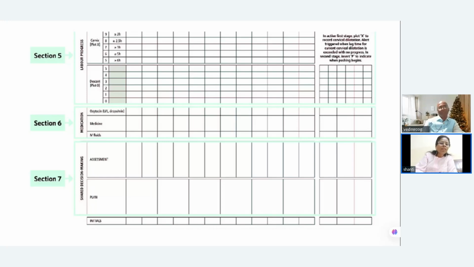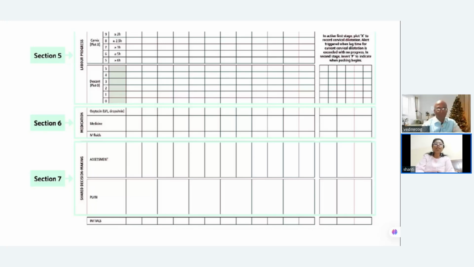And section 7 is very important. Every 4 hours we have to assess the patient, and we have to involve the patient and also the partner. Regarding the findings and what action plan we are taking, we have to tell them, and the decision has to be taken together. And at the end, we have to put our signature. The person who is doing the evaluation of the patient has to sign.